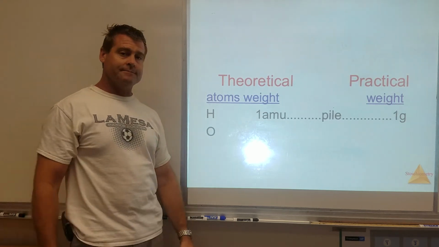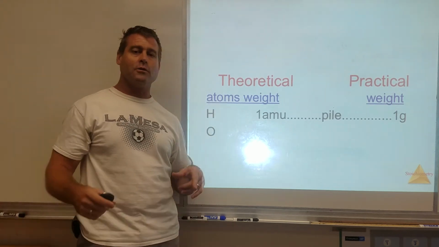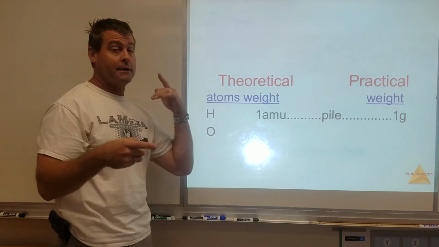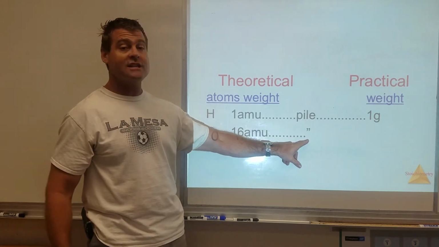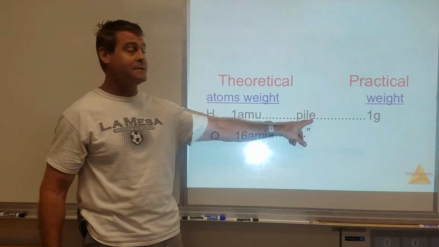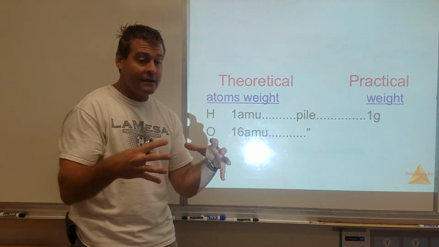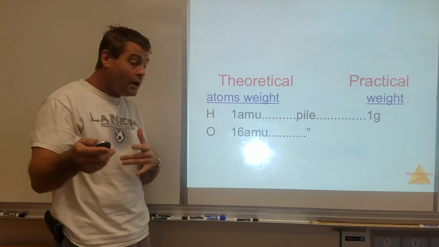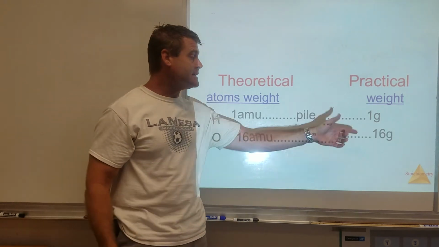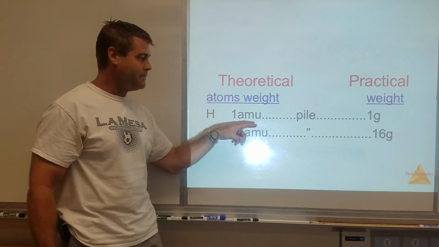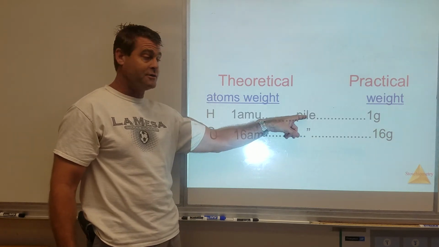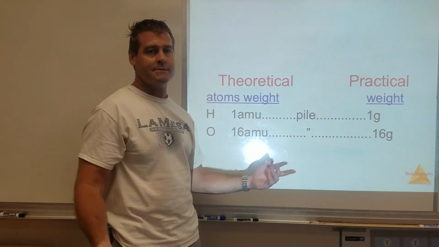Let's say we get oxygen. Once again, I ask you, what's the theoretical weight of oxygen? You should be able to look at a periodic table and tell me it's 16 AMU. Let's say I get the same amount of oxygen atoms as I had hydrogen atoms. Question is, what would that pile of oxygen atoms weigh? Well, you guessed correctly, 16 grams, because wouldn't that make sense? If each oxygen atom is 16 times heavier than a hydrogen atom, and I have the same amount of oxygen atoms as hydrogen atoms, shouldn't my pile be 16 times heavier?